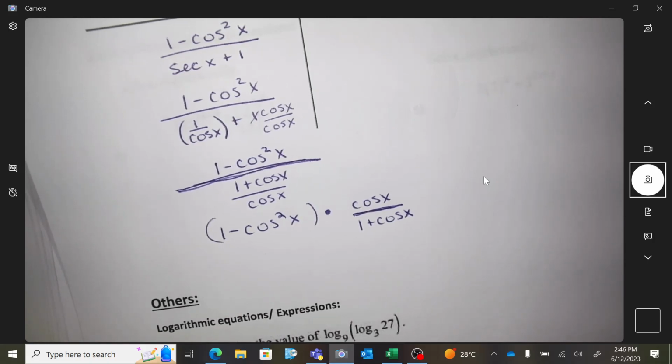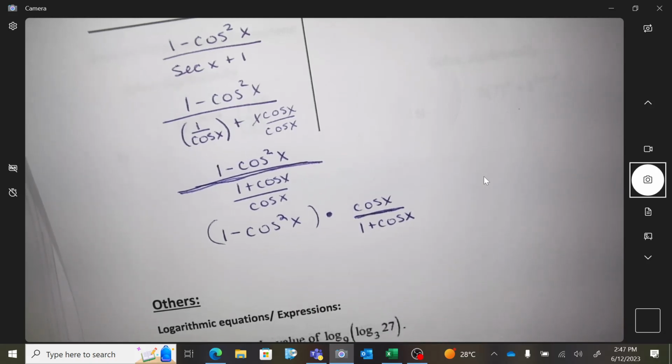Cancel the square in the bottom. You can't just cancel adders. So what can you do? Somebody said the F word. Say it with confidence. What's the math F word? Factor. Factor.